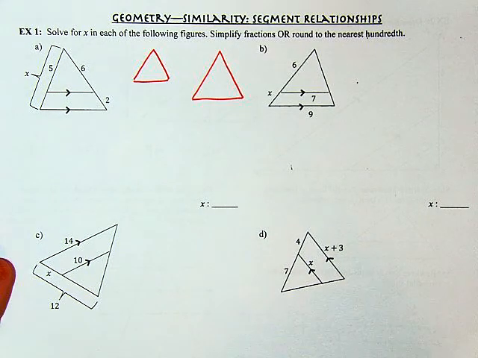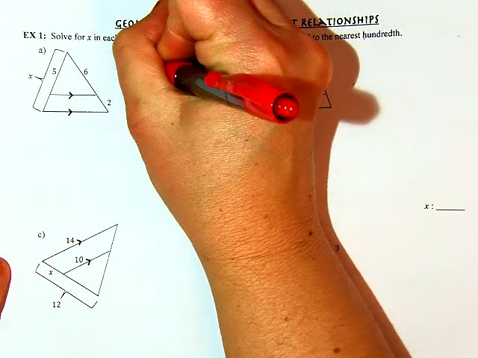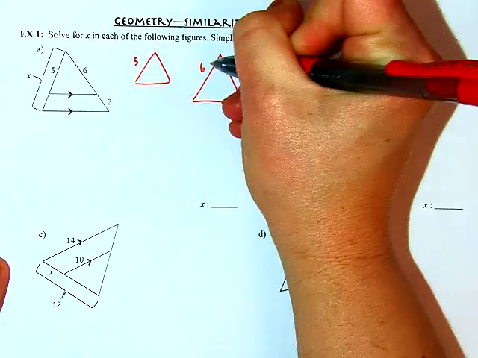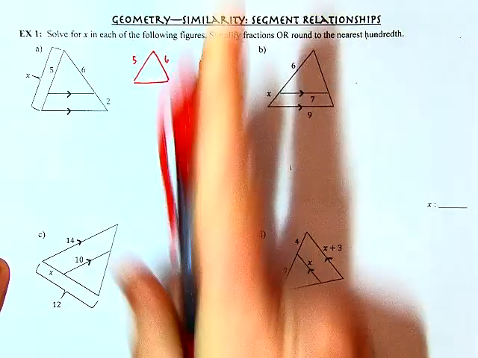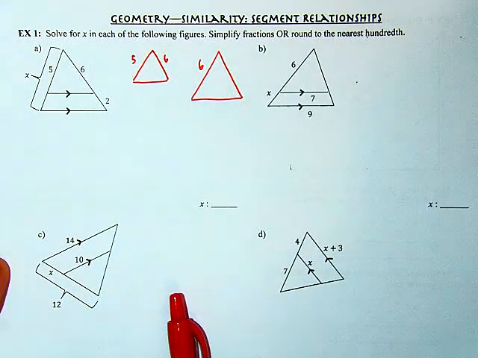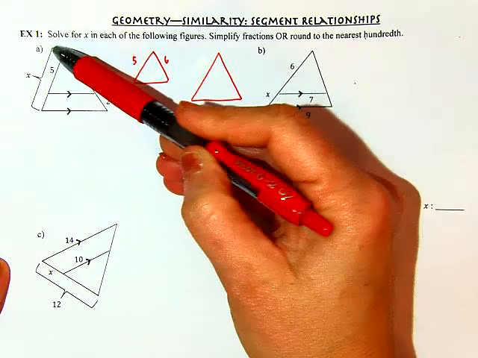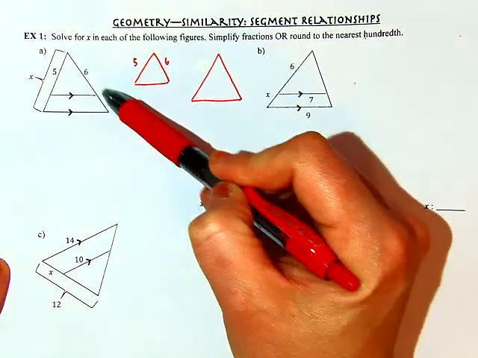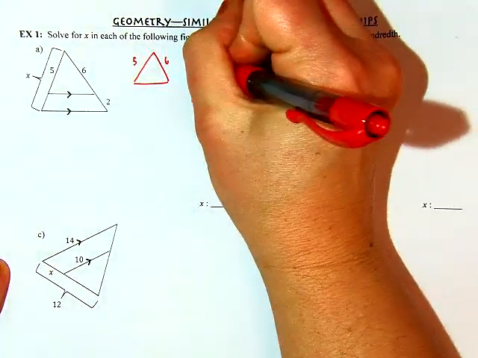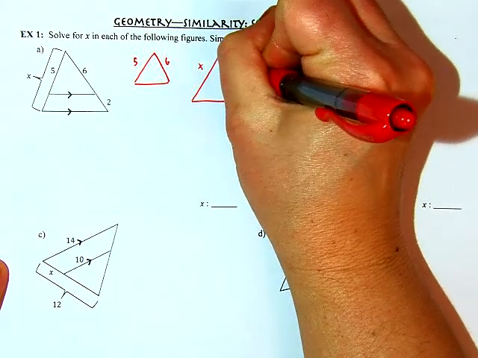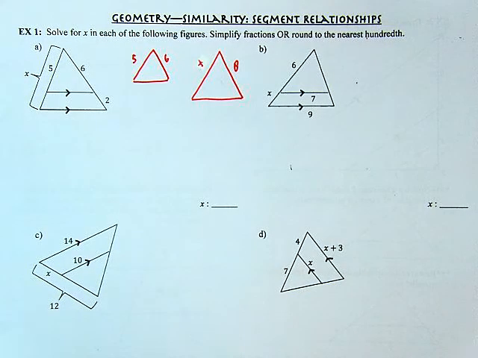So for the small triangle, I know right now that this side is 5 and this side is 6. I'm sorry, this is 6. And then for my big one, just wipe that away. So for my big one, I know that this full side is x and this full side is 8. Okay, so again, my corresponding sides link up just like their orientation.